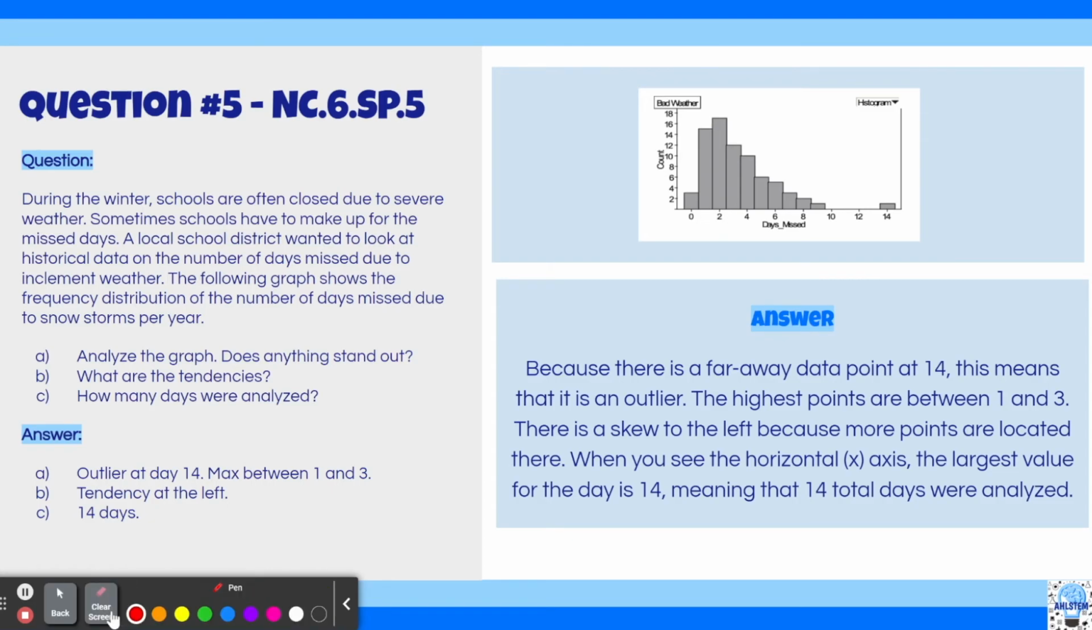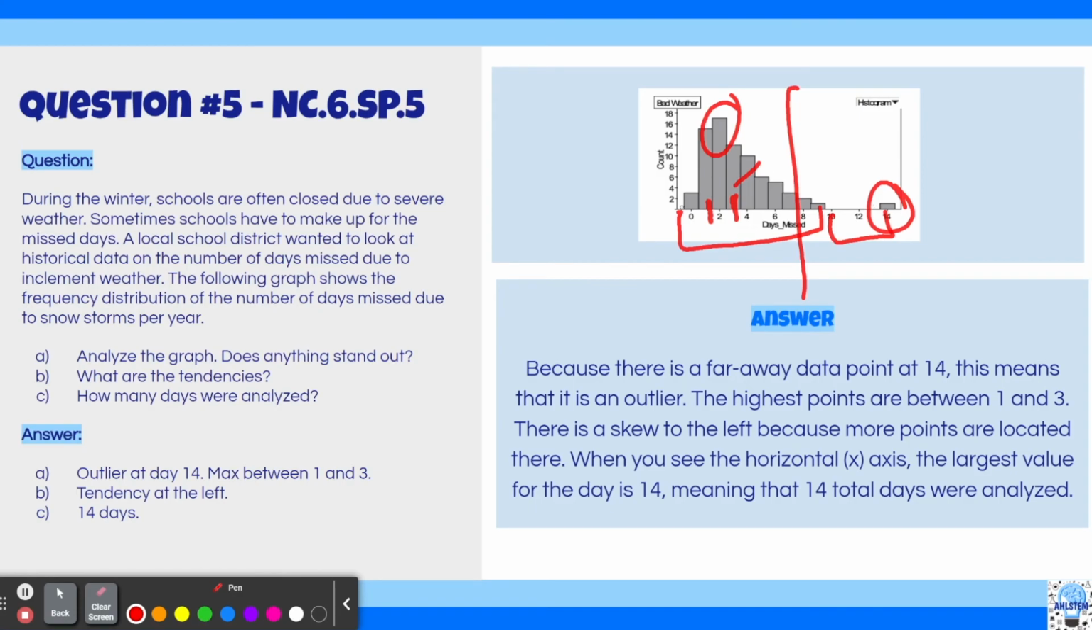So there's an outlier at day 14. There's only one data point here and there's nothing in between. There's a max between 1 and 3. This is where our max is in that area. So B, there's a tendency at the left. Yes, all the data is located on this side of the graph. If I draw a line straight through the middle, all of it is here. None of it is on here. Well, very little data is on that side.